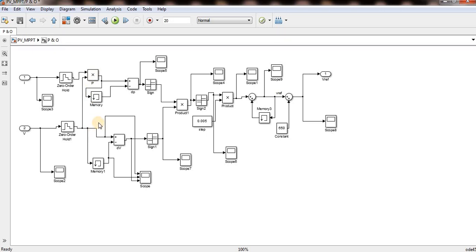But the procedure is dp by dv equal to 0 or dp into dv equal to 0. But I require only the sign of the dp by dv or dp into dv. That thing only I require because I have to decide whether my voltage should be plus del v or minus del v. The direction I have to select. But without this procedure also we can design.